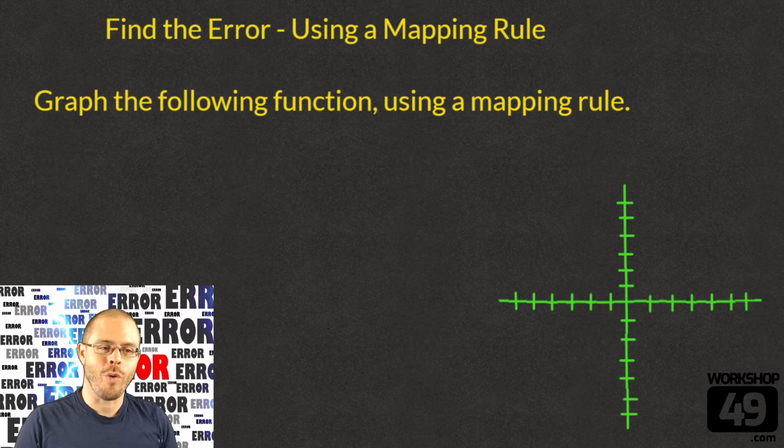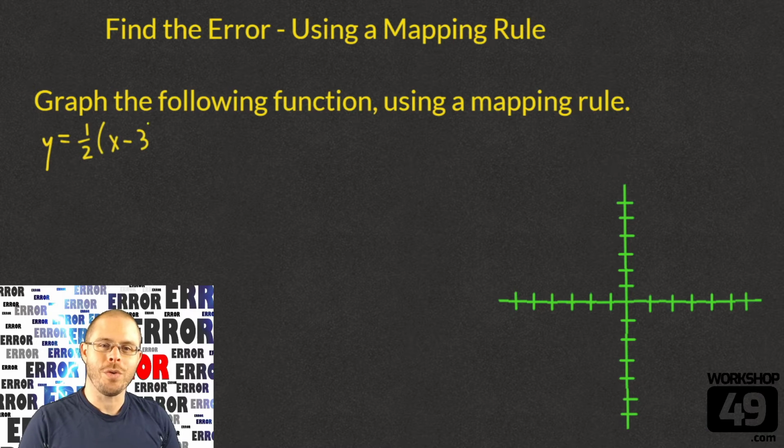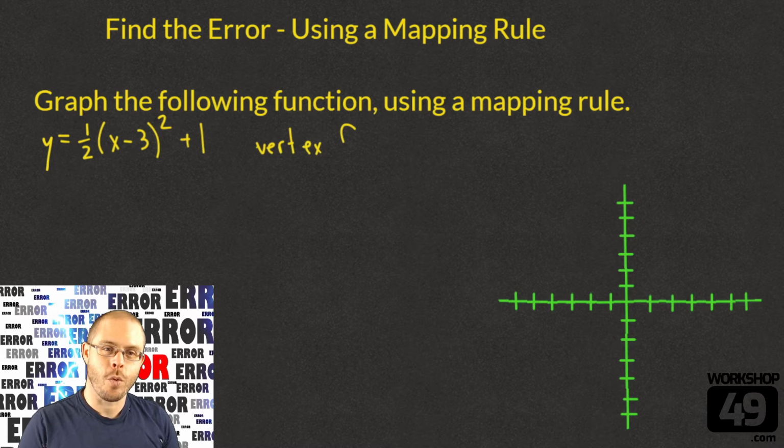So we have been asked to graph the following function using a mapping rule, and this function is y equals 1/2(x subtract 3) squared plus 1. So we can see that this is in vertex form, and this function looks as though it's a quadratic because it has that square. I love quadratics.